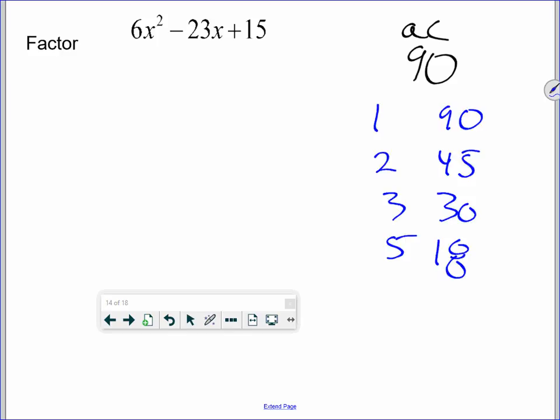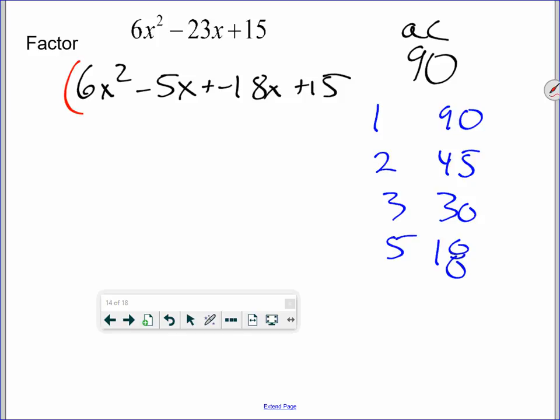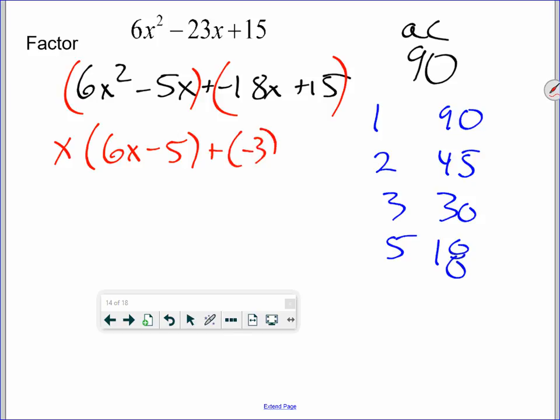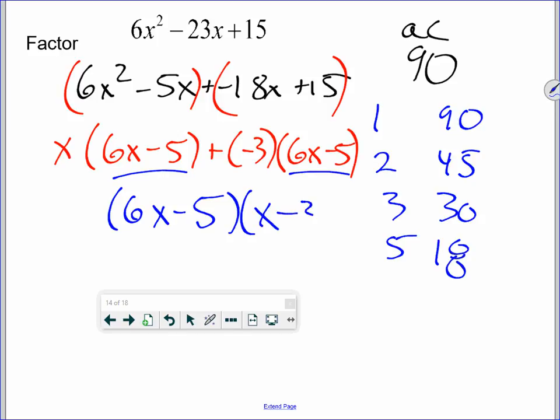So this will be 6x squared minus 5x minus 18x plus 15. And now we're off to the races at long, long last. So we'll factor out an x, and I'll get 6x minus 5. And then I'll factor out a negative 3, and I'll get 6x minus 5. These two are the same, and our long nightmare is over. We have actually successfully factored the problem.